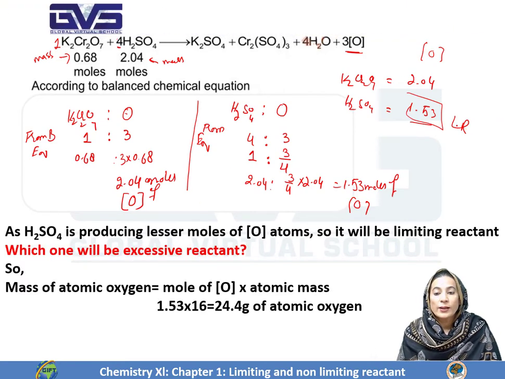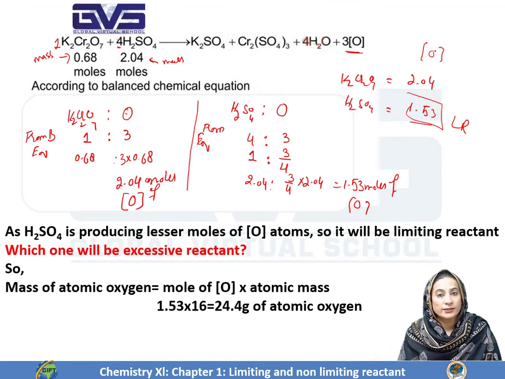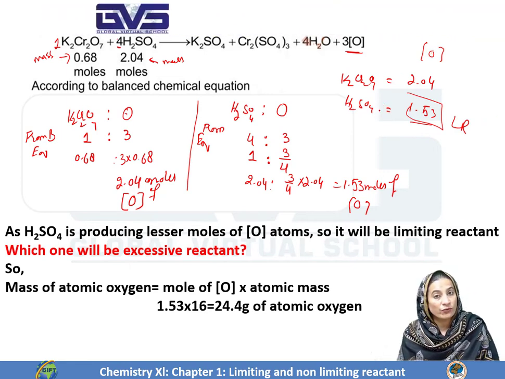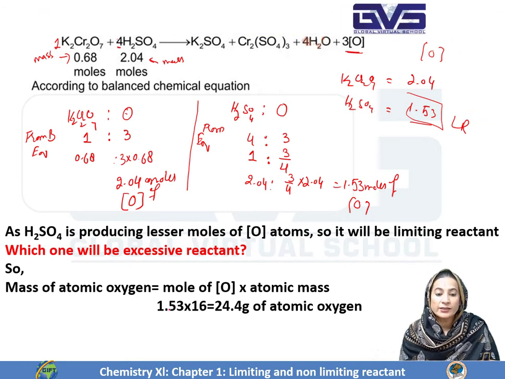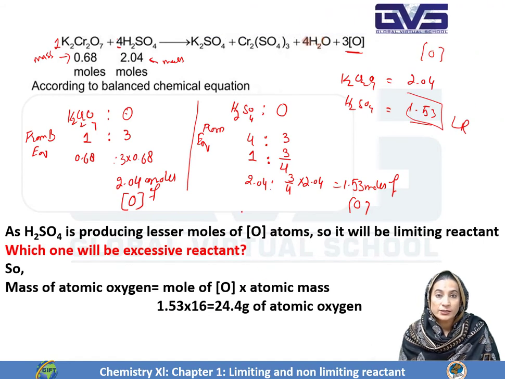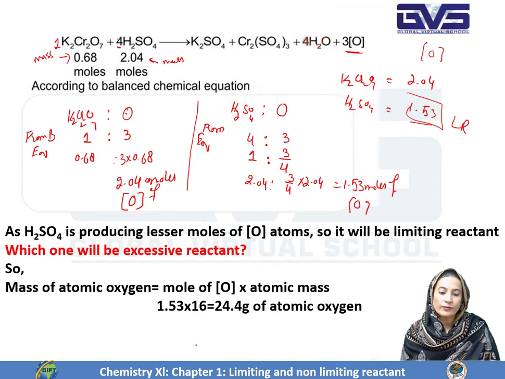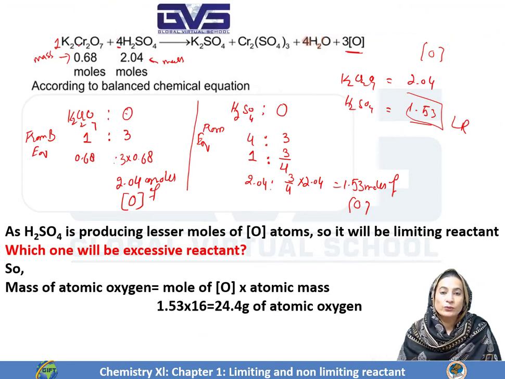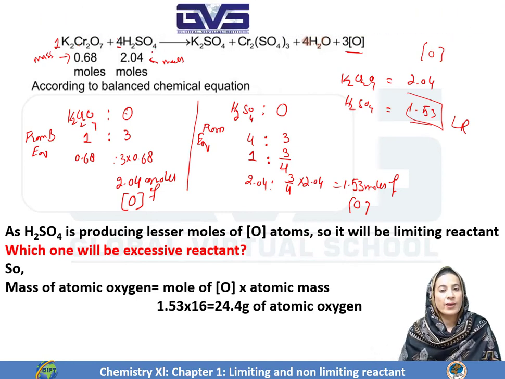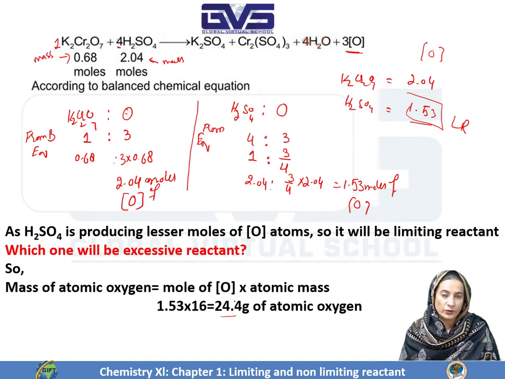So now, because sulfuric acid is producing 1.53 moles of oxygen, the calculation of product will be on the basis of the limiting reactant. So the limiting reactant gives 1.53. This will be multiplied with the atomic mass, that is oxygen's atomic mass is 16. It will give you 24.4 gram of atomic oxygen. So it means when you mix 200 gram of potassium dichromate and 200 gram of H2SO4, the maximum oxygen that is formed will be 24.4 gram of atomic oxygen.